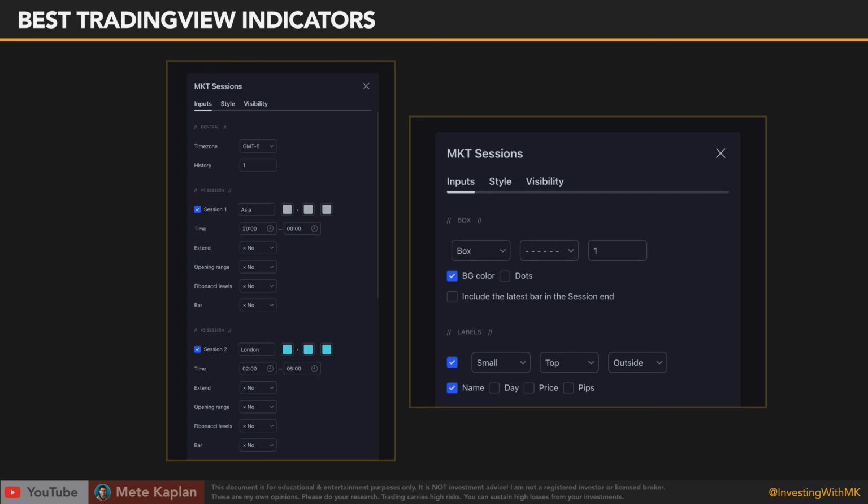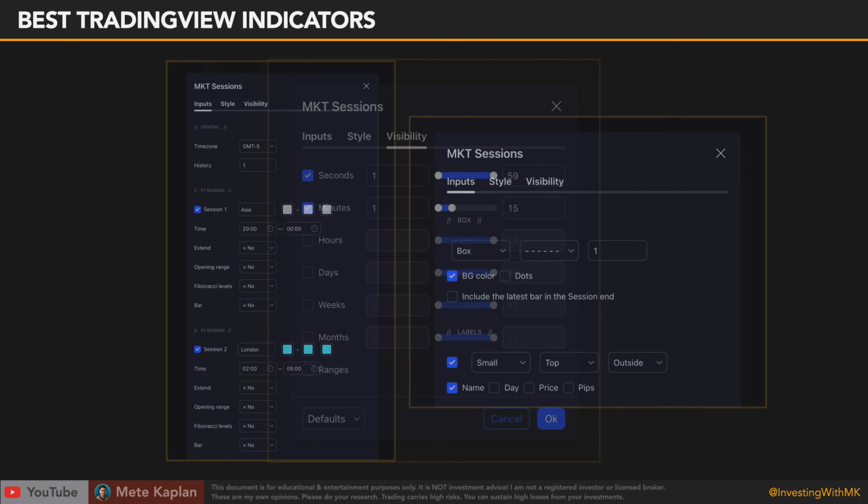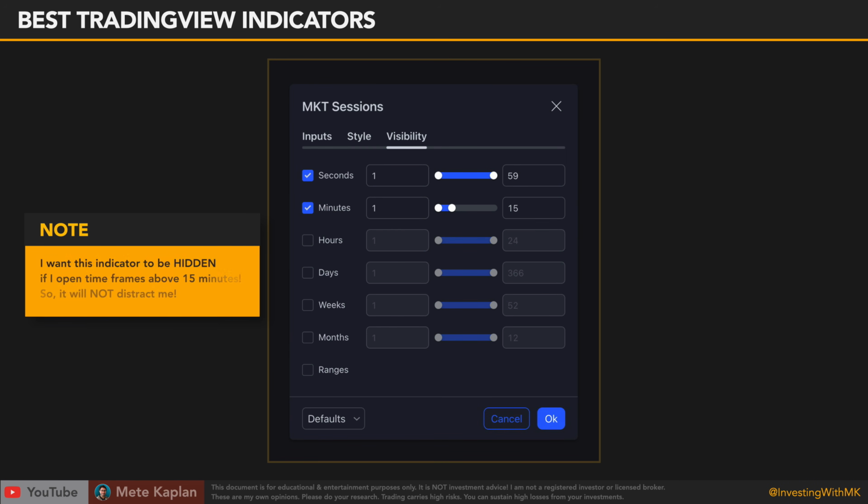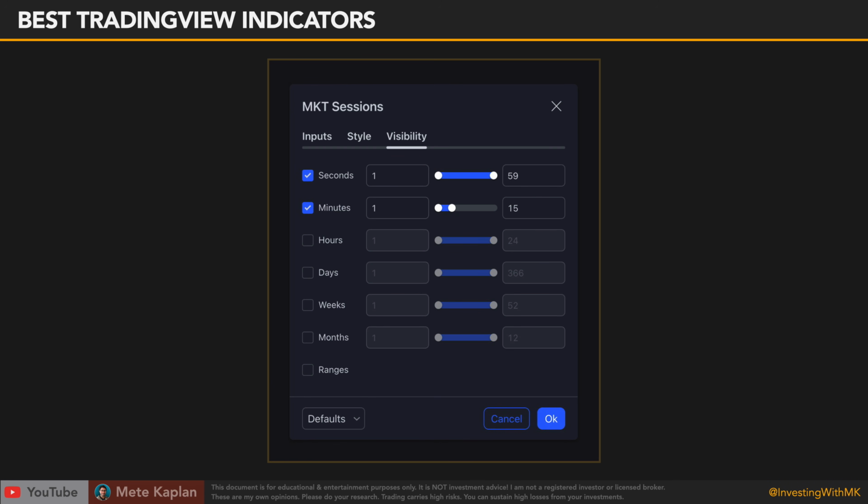So the indicator will show me a little box on the charts. I also have the name label checked so I can see the labels over the boxes. One last thing: in the visibility tab, my visibility is set to 15 minutes. So if I open time frames above 15 minutes, this indicator will be hidden. I don't want to check sessions on hourly or daily charts.